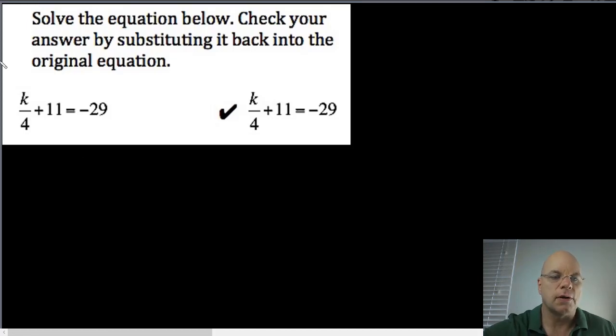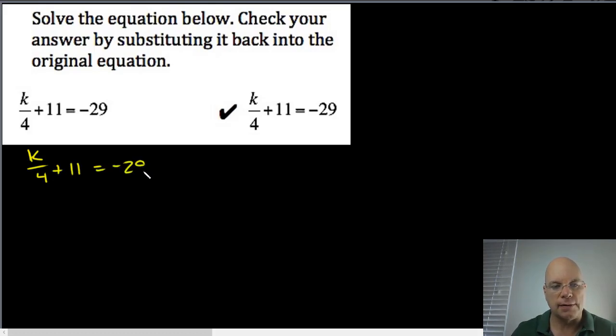Problems 15 and 16, we're solving equations. So here we have k divided by 4 plus 11 equals negative 29. If I have a two-step equation like this, I want to work on the side with the variable, but I don't want to work on the variable term first. I want to get rid of this constant term. So the way I can undo adding 11 is with the inverse, which is subtracting 11.